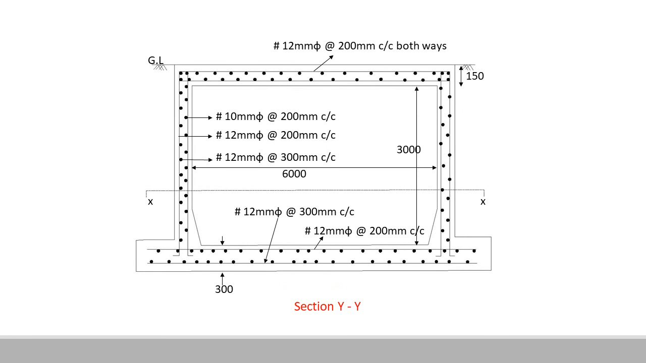So see that this is the cross section of the tank. So inner face is the 10 mm diabar, and outer face is the 12 mm diabar. Then height of the tank is 3 meter. Then base of the slab thickness is 300 mm. Then base of the slab reinforcement, providing also main reinforcement 12 mm diabar.